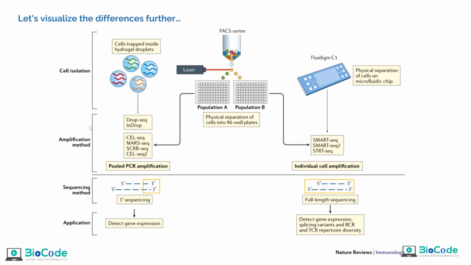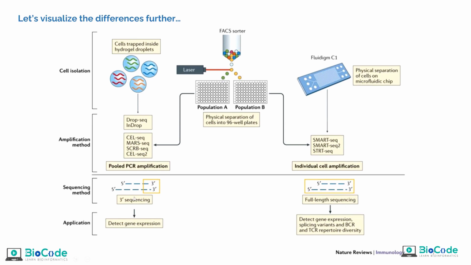Then the amplification method is also different: how the amplification is done, pooled PCR amplification or individual cell amplification. Further, the sequencing method is also different between them. We are either doing 3' sequencing, where just this highlighted region is sequenced for each transcript, or we can do full length transcript analysis. So this allows us to do detection of gene expression.